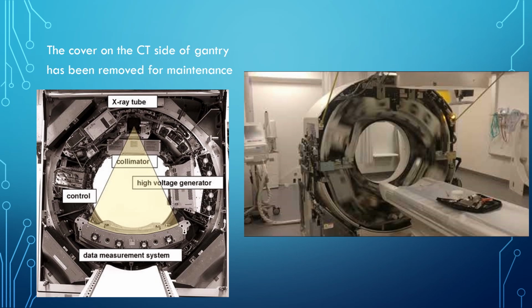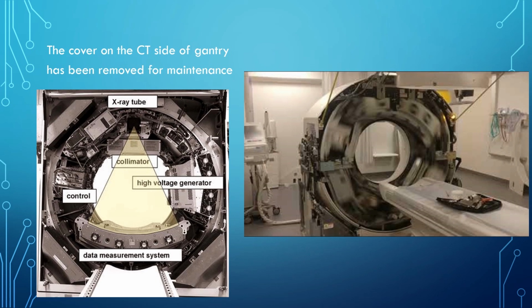This is a CT scanner, with the cover of the gantry removed for maintenance. I'm unable to play that video, but as you can see from the blurring, it is moving at a very, very high rate of speed. You want to be really careful and not get close to that. That's pretty dangerous when that moves and the scanner's off.